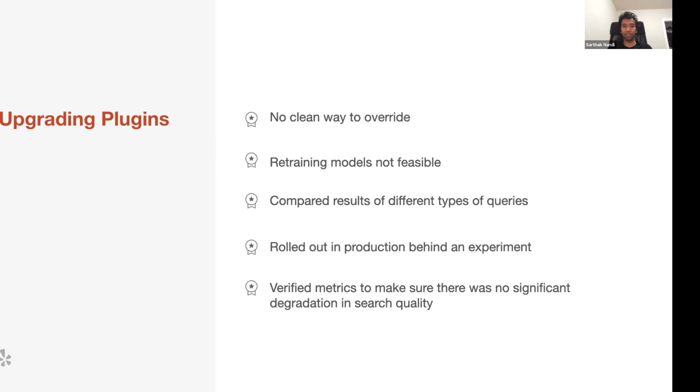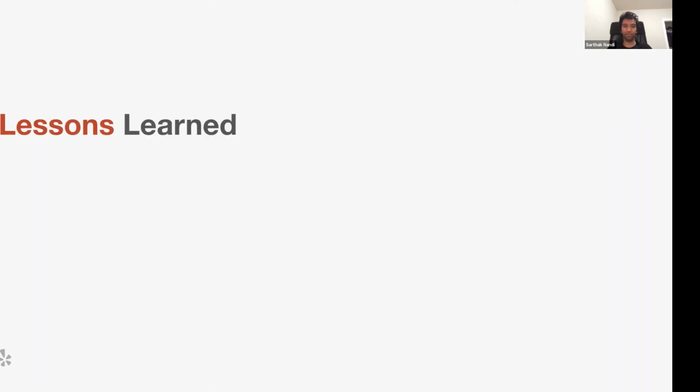So we rolled out our changes in production behind an experiment to a small set of users. We gathered metrics from these users and we made sure that there was no significant degradation in search quality. Only after that, we rolled the cluster out to all of our users. So these were some interesting challenges. And when you have interesting challenges, you also have some takeaways from them.